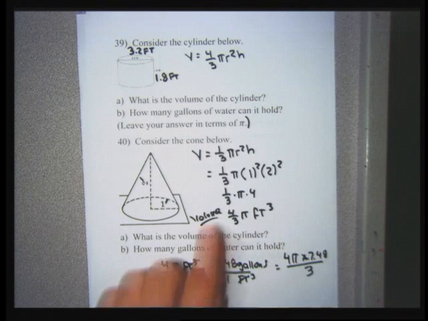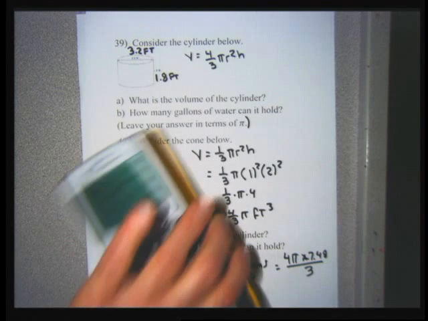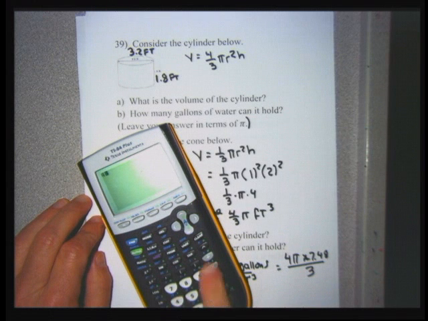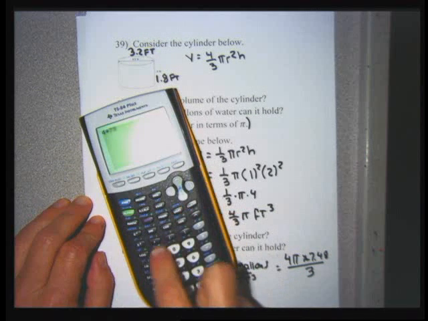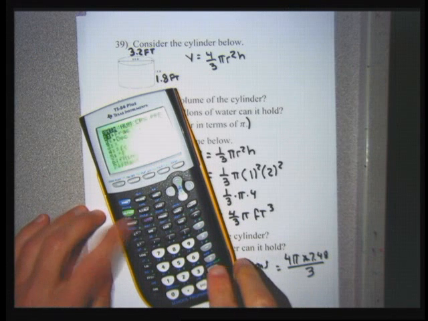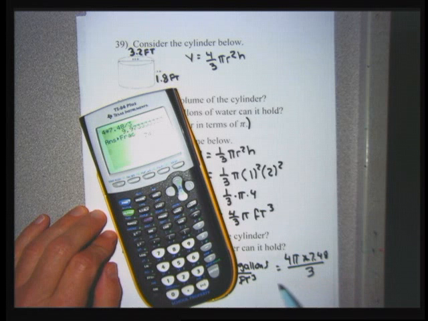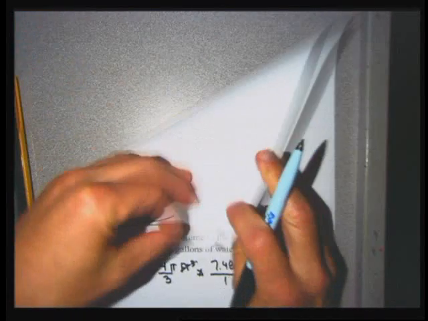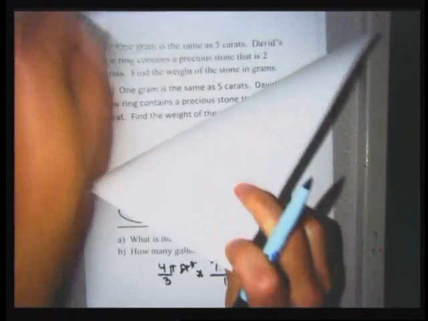Okay, I'm fine. Thought I made a mistake, but fortunately I didn't. So I'm going to go 4 times 7.48 divided by 3, equals, math, enter, enter. So this is 748 pi over 75 gallons. That seems like a stupid answer. Let me look at how I answered number 39, because it says leave it in terms of pi, which just almost seems silly. I don't know why I decided to do that.